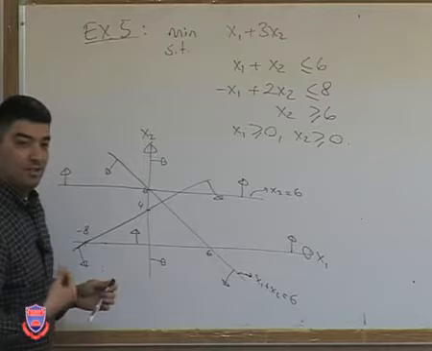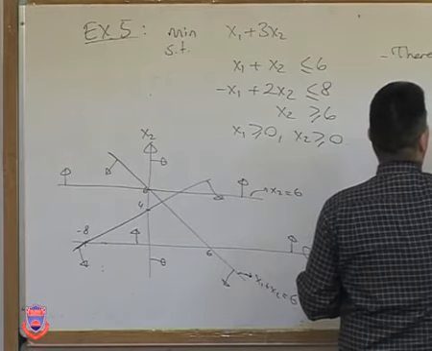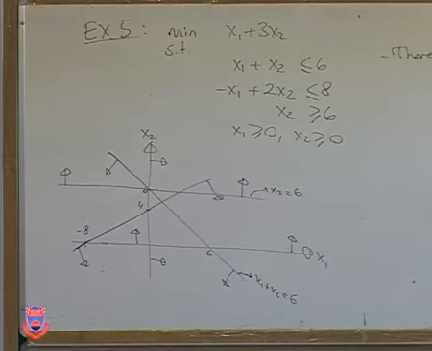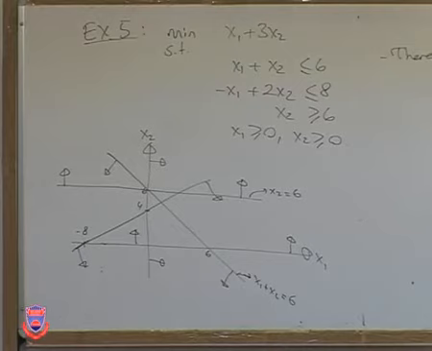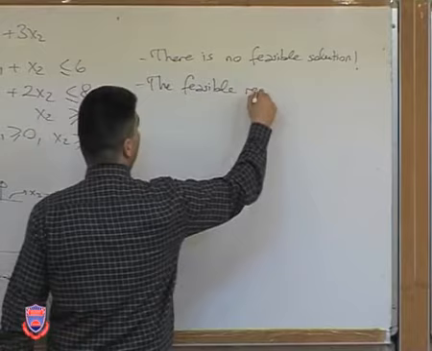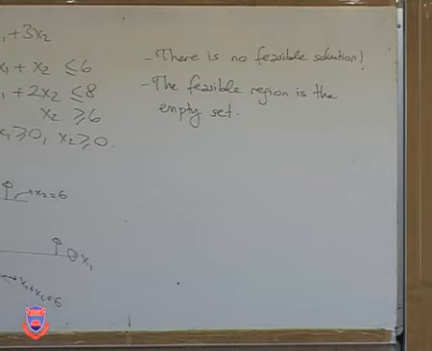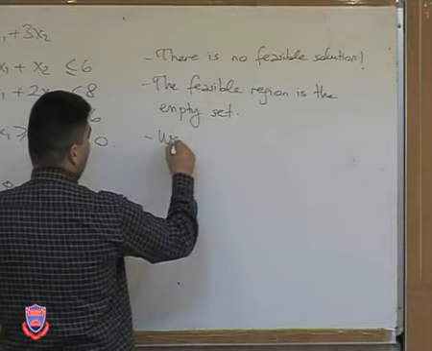So in such a case, there's not even a feasible solution from which I can make a choice, basically. In other words, the constraints are inconsistent. There's no value of x1, x2 that can satisfy all of the constraints at the same time. So we say that the feasible region is the empty set. The feasible region is the set of all x1, x2 values that satisfy all of these constraints at the same time, but there's no such value, so as a result, it's just the empty set. In this case, we say that the LP problem is infeasible.